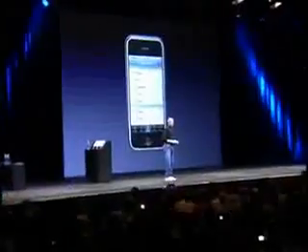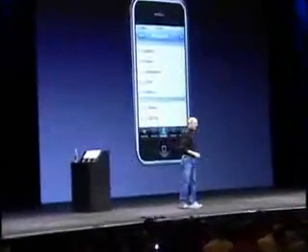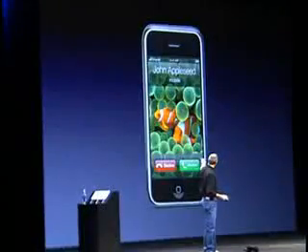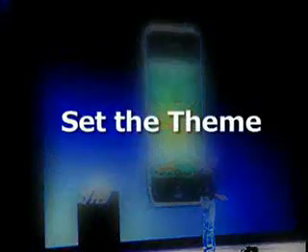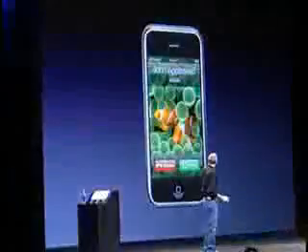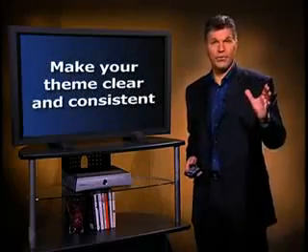Whether it's a new notebook or the iPhone, Jobs unveils a single headline that sets the theme. Today, Apple is going to reinvent the phone. Once you identify a theme, make sure it's clear and consistent throughout the presentation.